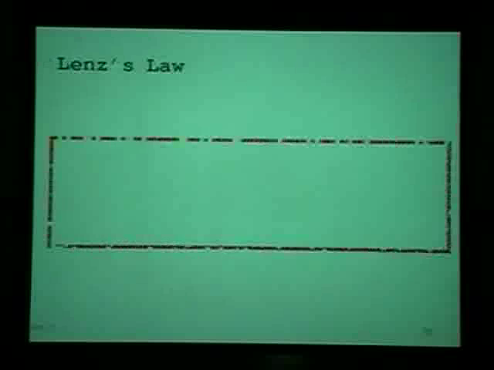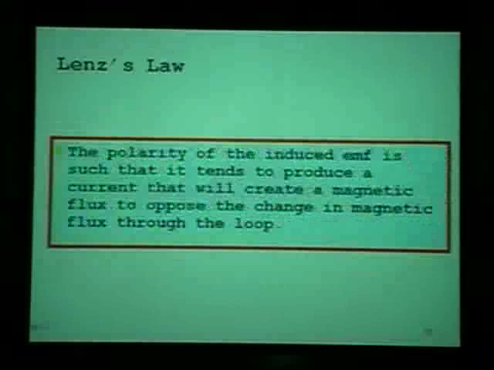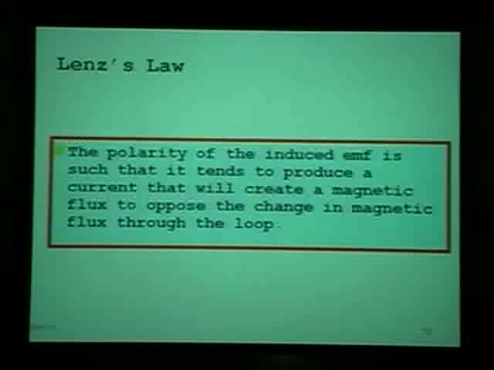Well, one of the keys to all this is Lenz's Law. Because, like I said, the idea is that nature is opposing the change that you're producing and is trying to mitigate that change. So Lenz's Law is the opposition to that change. It's so important that we'll restate it here in pure English. The polarity of the induced EMF is such that it tends to produce a current that will create a magnetic flux to oppose the change of magnetic flux through the loop. In other words, it's the minus sign.